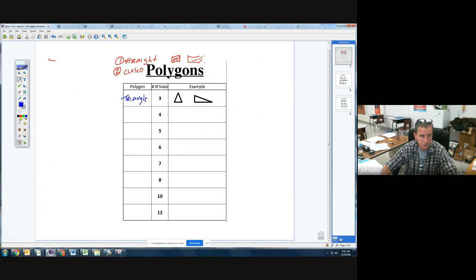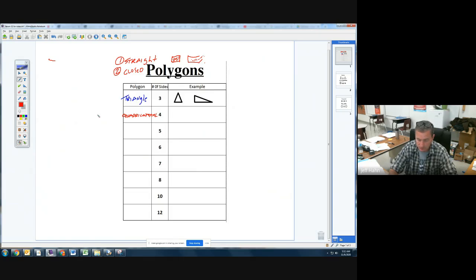My next shape then is a four-sided shape. This one you have to be careful with because usually when people think about four-sided shapes, they say, well, that's a square or that's a rectangle. Well, those are both four-sided shapes, but there is a general name for a four-sided shape, and it is called a quadrilateral. Let's see if I can fit that in here. I'm going to run out of room. Quadrilateral, and it is a four-sided shape.